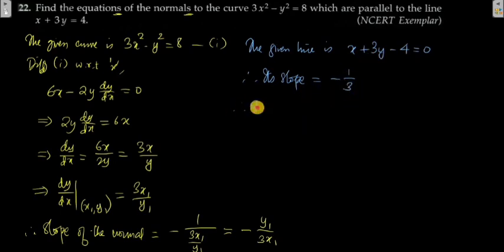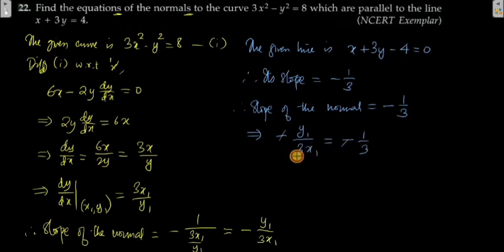Therefore slope of the normal is going to be same as that of this line, because you know normal and this line, they are parallel, isn't it? So therefore slope of the normal is also going to be minus 1 by 3. But all of you know slope of the normal is minus y1 by 3x1, isn't it? So from here, we have minus 1 by 3. 3 and 3 also get cancelled. So from here you see that x1 is equal to y1.